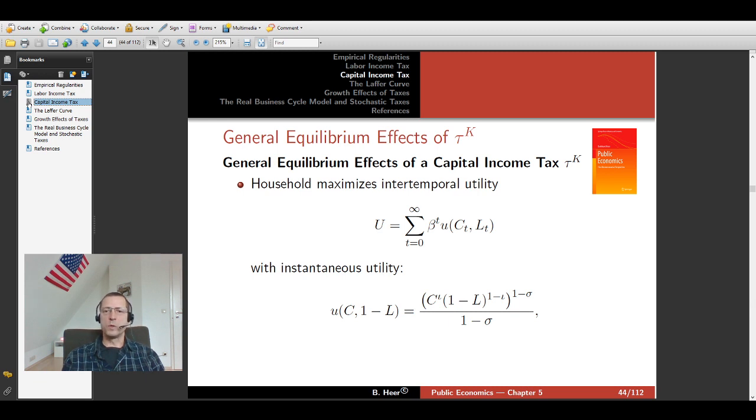Households maximize intertemporal utility, so this is just the sum of discounted instantaneous utility in period t, and the discount factor is denoted by beta. Utility is Cobb-Douglas, so the weights on consumption and leisure amount to iota and 1 minus iota respectively. We assume that the representative household has a time endowment of 1 unit, 100%, and he works L% of his time, and the rest, 1 minus L, he spends on leisure. Sigma denotes the inverse of the intertemporal elasticity of substitution.